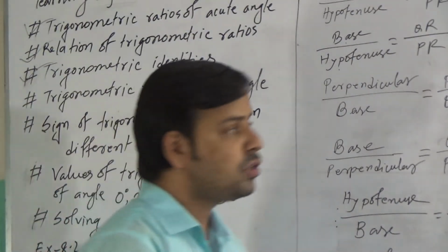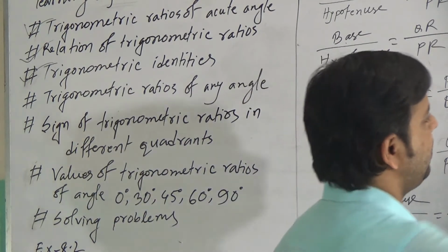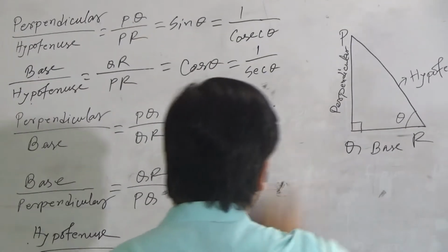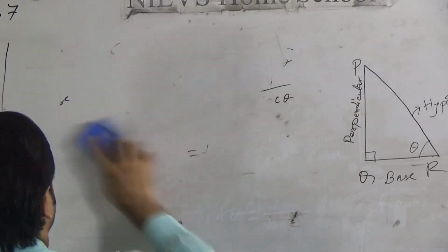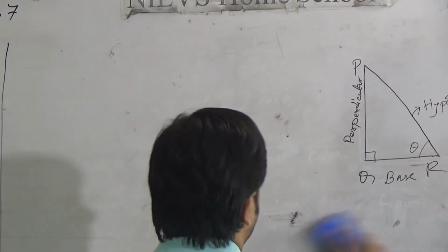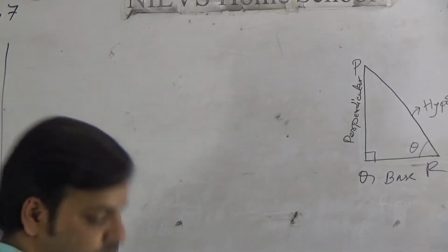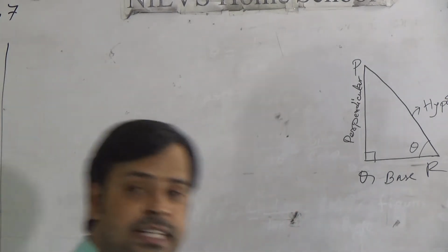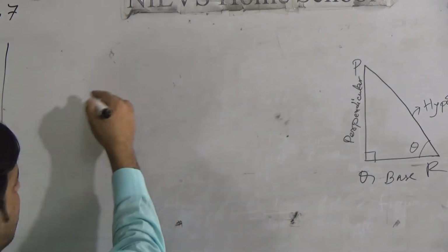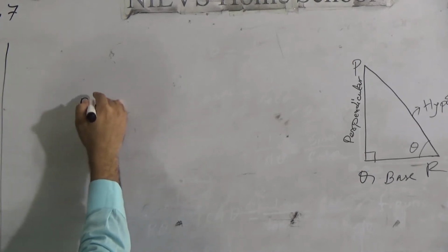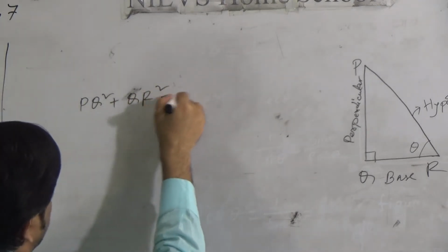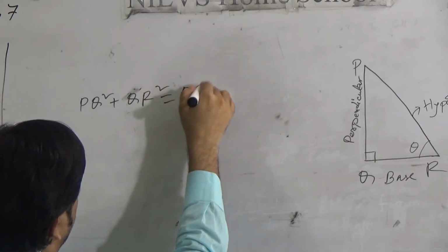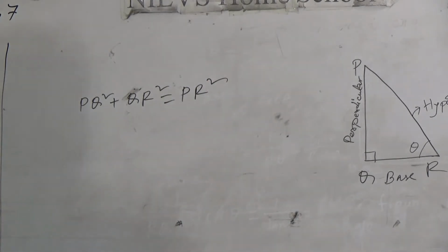Now I will show trigonometric identities. What are the trigonometric identities? Now see, dear students, trigonometry is applicable for a right angle triangle. In case of a right angle triangle, you know the theorem of Pythagoras, that is PQ square plus QR square is equal to PR square. This is the theorem of Pythagoras.